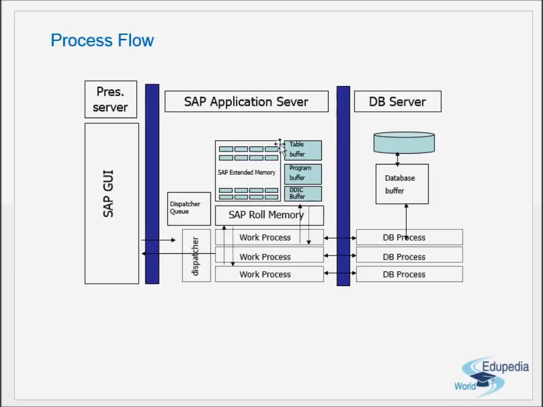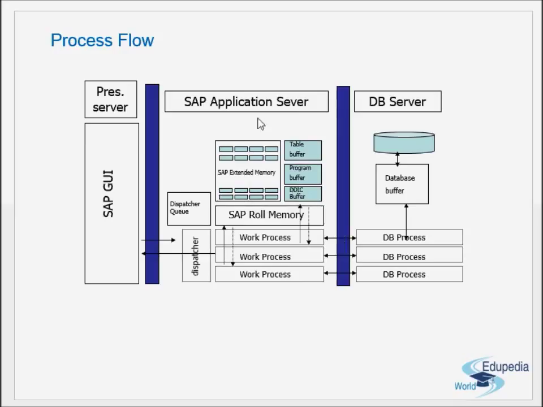So these are the different types of memories. We have the role memory, the extended memory, and the buffers. And here we have the database process, a database buffer and the database. We have the different work processes. Each work process communicates with each of these available memory types, like the extended memory, the role memory, or the different types of buffers.